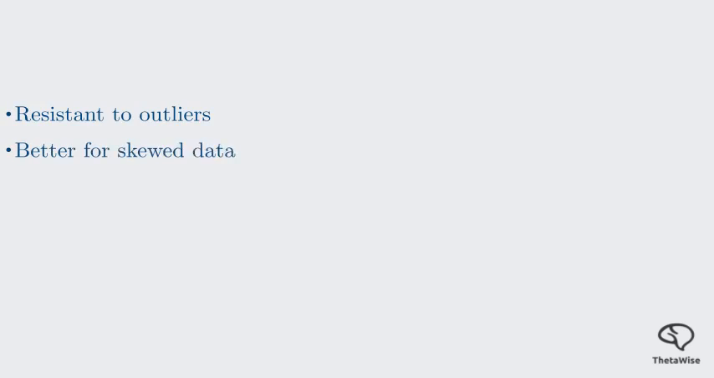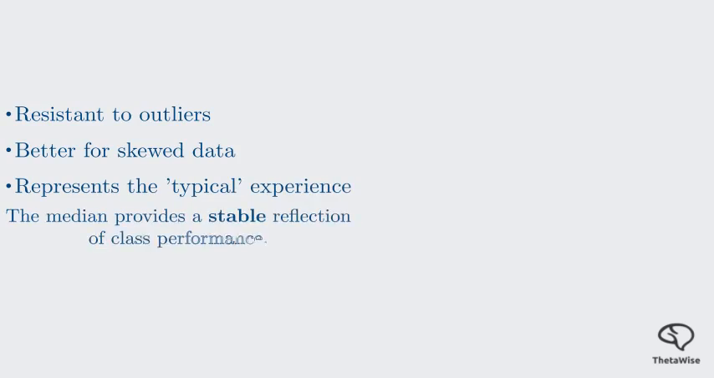Why use the median? First, it is resistant to outliers. Second, it is better for skewed data. And third, it represents the typical experience. The teacher's goal was to avoid being influenced by extremely high or low scores. The median fulfills this perfectly because it ignores the actual value of the extremes and focuses on the middle of the pack. It provides a more stable reflection of the class's general ability when the data isn't perfectly symmetrical.